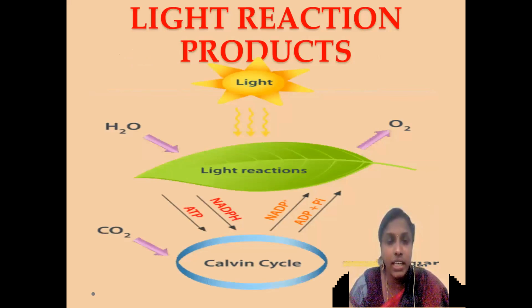So in the light reactions, we have seen a process called photophosphorylation. Whether it is non-cyclic or cyclic photophosphorylation, we receive energy products called ATP and NADPH. In the next video, we will see how the dark reactions will take place and how this ATP and NADPH will be utilized in the dark reaction to form a glucose molecule. Thank you.